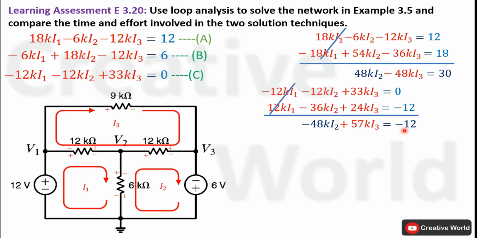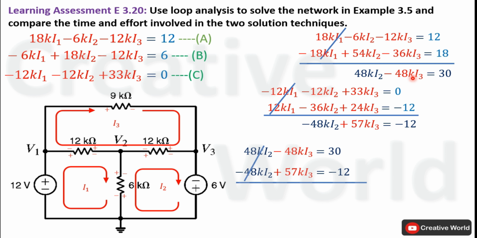Now if we focus on these two equations, if we add these equations together, this 48k I2 and minus 48k I2 will cancel out with each other, and only one variable I3 will be left. So we will be able to calculate the value of I3. Add these equations together. These two will cancel out with each other. Plus 57k I3 minus 48k I3 will become 9k I3, and 30 minus 12 will become 18.